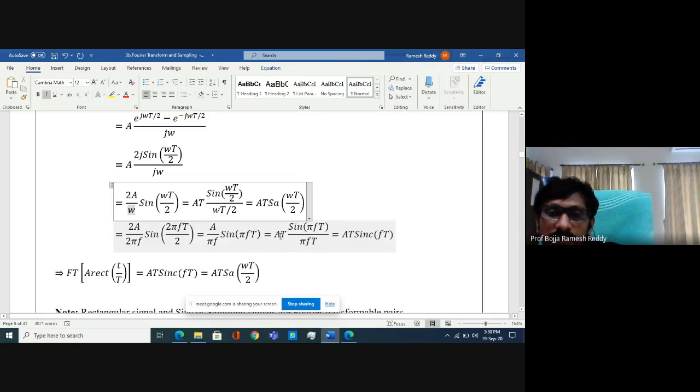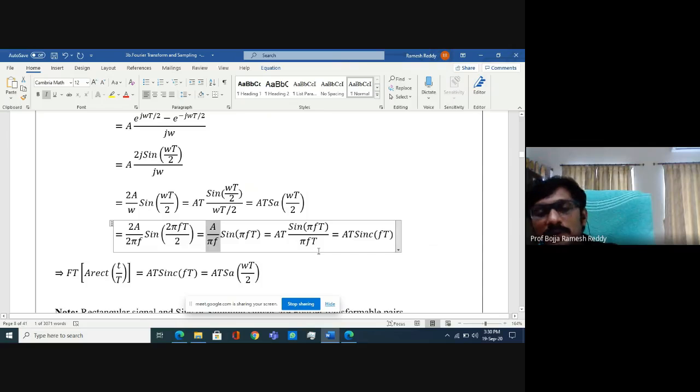Remaining part, see, here pi f t, T gets cancelled, A by pi f. Yes, it is A by pi f only. Instead of A by pi f, we have taken AT by pi f t, multiplying numerator and denominator with capital T for our convenience. Now, AT is the amplitude. AT is the amplitude of the sinc signal.